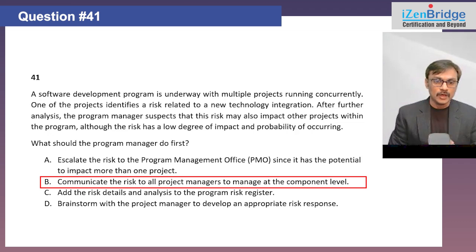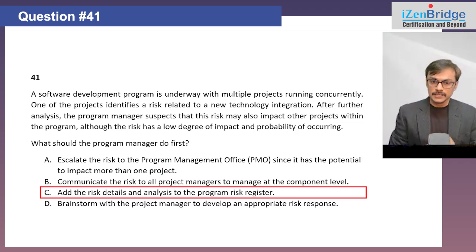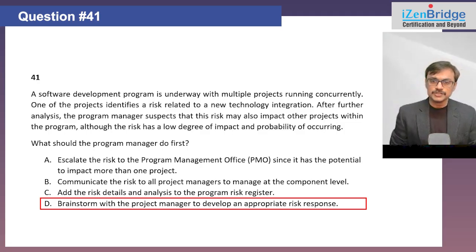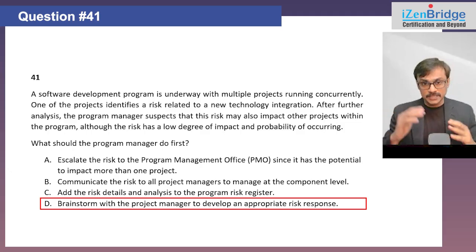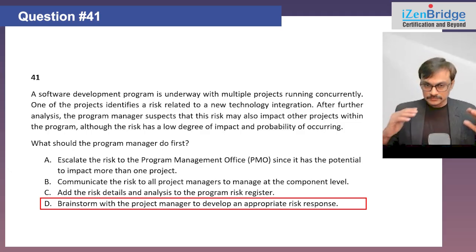Otherwise we don't want to select the B option. Option C, add the risk details and analysis to the program risk register. Definitely I need to do that, and then I will take care of this risk further because it has an impact at a program level. Option D, brainstorm with the project managers to develop appropriate risk responses. It's more like B only. B is saying that I will tell them. D is saying I will work with them.